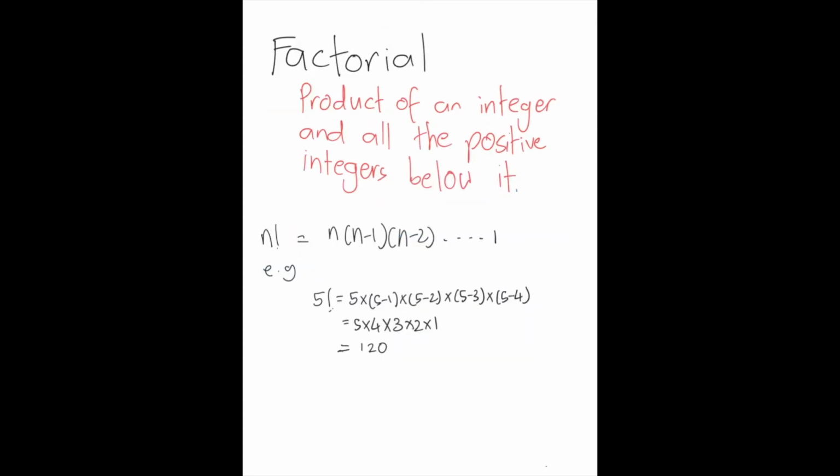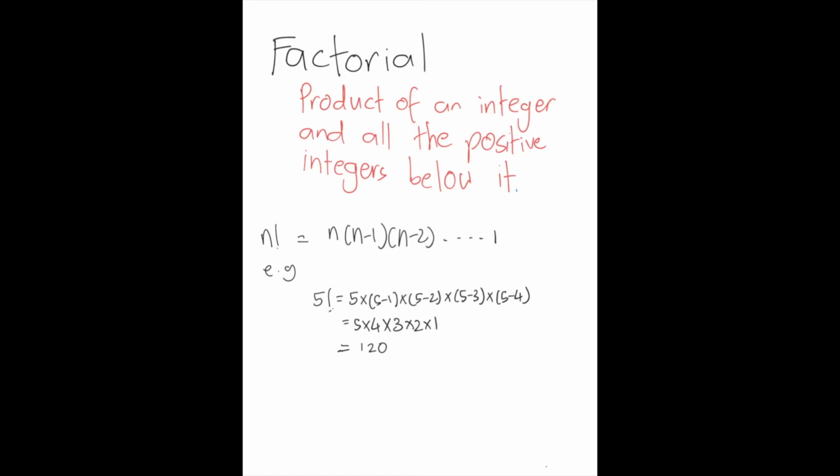For those of you who don't know, a factorial is the product of an integer and all the positive integers below it, and it is shown by an exclamation mark. If we denote an integer as n, then the factorial of n would be n times n minus 1 times n minus 2, etc., until we get to 1. For example, if we use 5, 5 factorial would be 5 times 4 times 3 times 2 times 1, which would be 120.